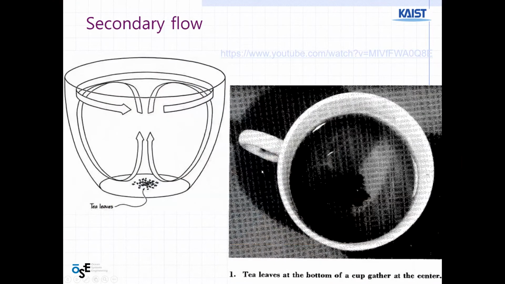As you can see in this video, as the water flows in this circular motion, perpendicular water flow is generated. So you can see the tea leaves are going to the center. This kind of flow is called secondary flow.